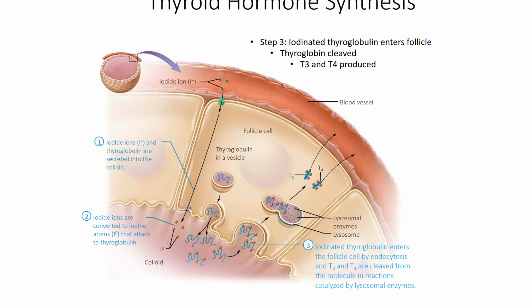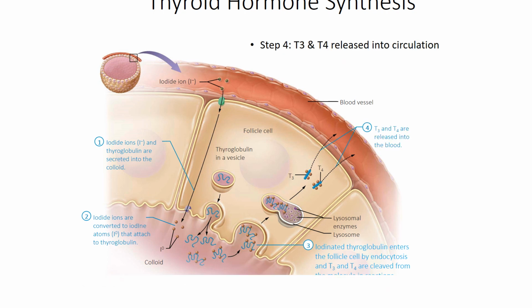Okay. So the last step in synthesis of thyroid hormone is going to be releasing T3 and T4 into the circulation, where then they pretty much go to every cell in the body and increase various functions, which we'll talk about more. Until next time.